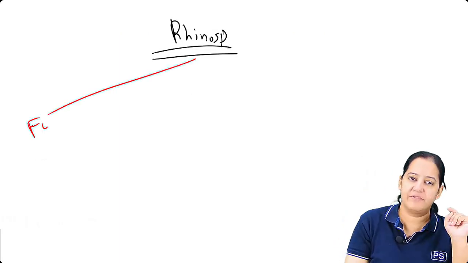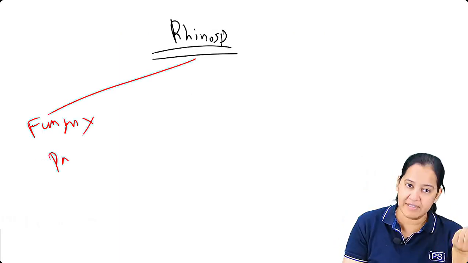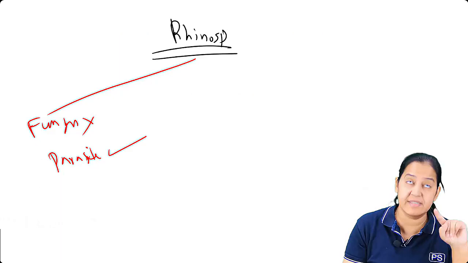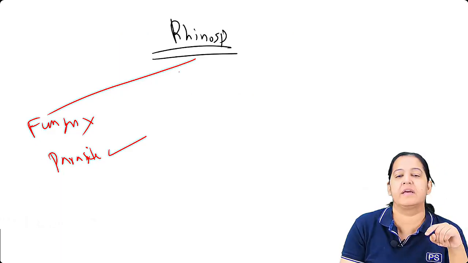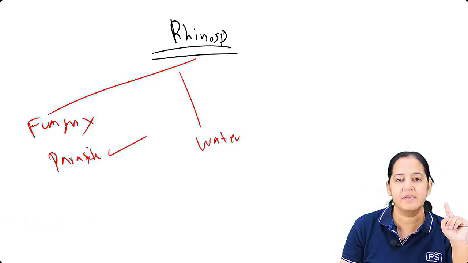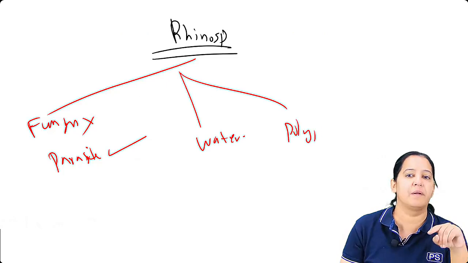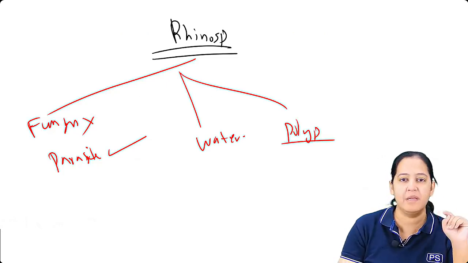We have learned it's not a fungus nowadays. We have learned it's a parasite, a protozoa parasite. It's an aquatic parasite. We have learned it remains in stagnant water. We have learned it causes polyps, most common in the nose, but it can cause them in multiple organs.